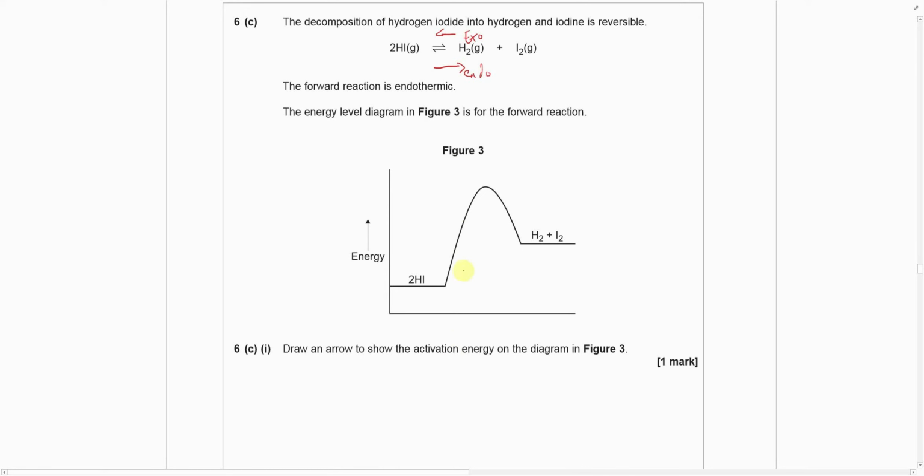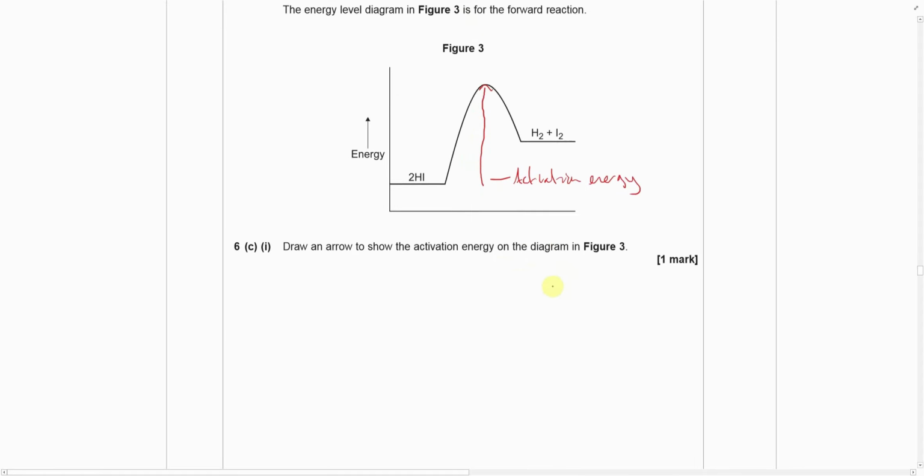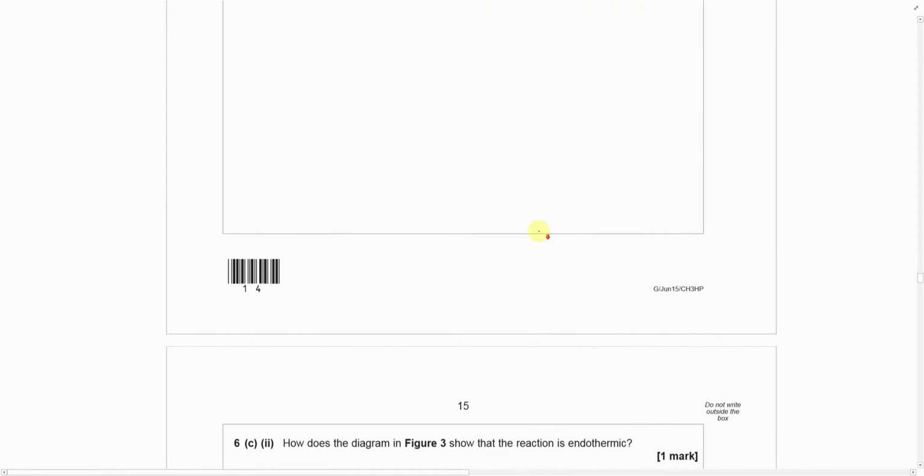It's going to be this, so all the way from the reactants. That's an awful arrow. It's going to be just there. That's your activation energy. These are tricky questions that are quite easy to miss sometimes. Just drawing a simple line gives you a mark. Sometimes you can skip past it because it just looks like a diagram.